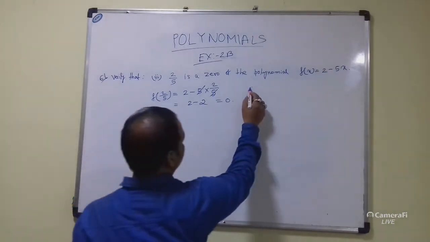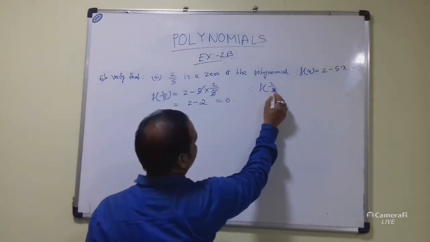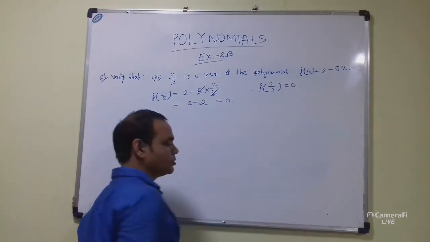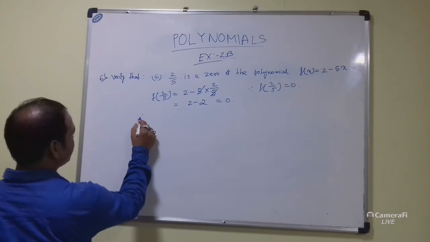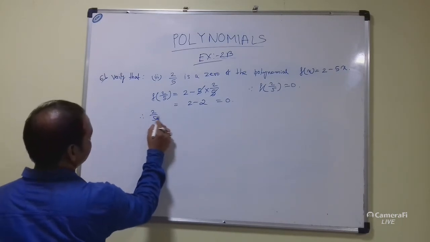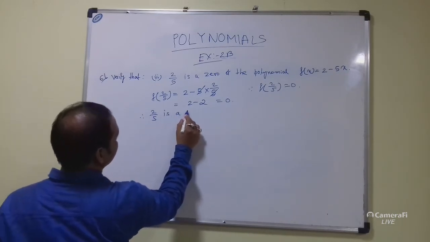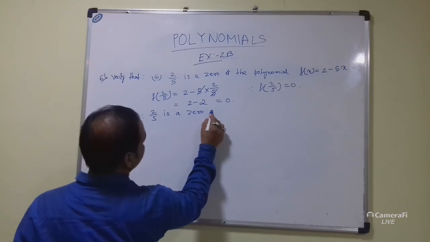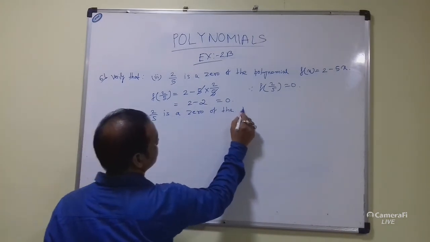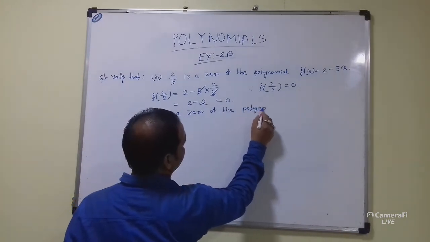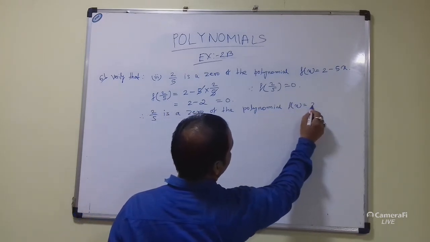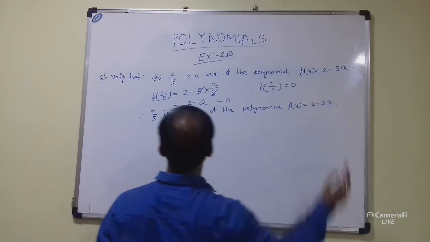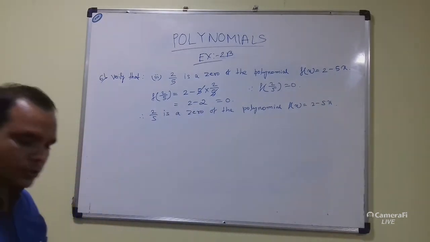So therefore f of 2 by 5 is equal to 0. So now the result is 0. So therefore we have to write the answer that 2 by 5 is a zero of the polynomial f of x is equal to 2 minus 5x. Understood, students?